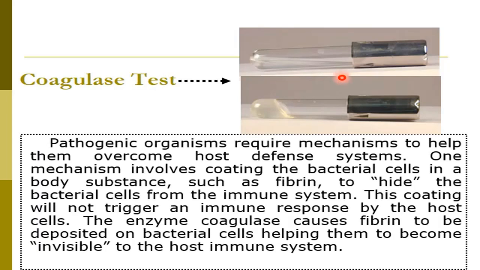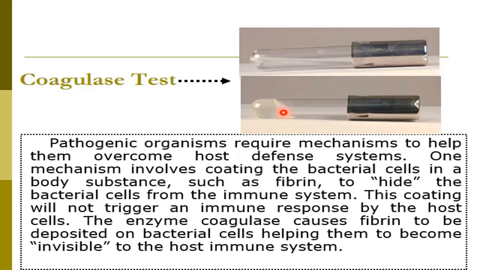Regarding the coagulase test, there are two methods for the coagulase test. The first one is the slide coagulase test, and the second is the tube coagulase test. In this tube coagulase test, this represents negative results, while this tube forms positive results.